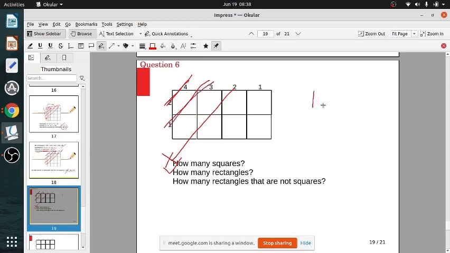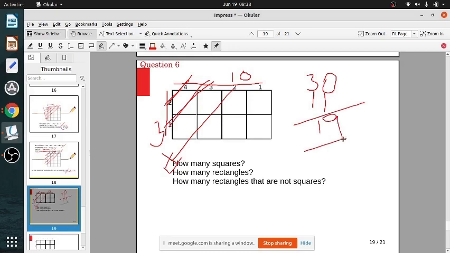Now how many rectangles? Sir, 30. What is the total sum horizontally? 10. And the total vertical is 3. Very good. So 10 into 3, you will get 30. That includes squares and rectangles. Now how many rectangles that are not squares? 19. Correct, 19, beta, subtraction is done like this. 30 minus 11 is 19.